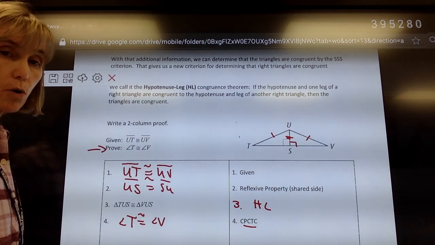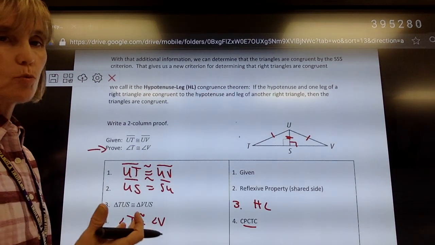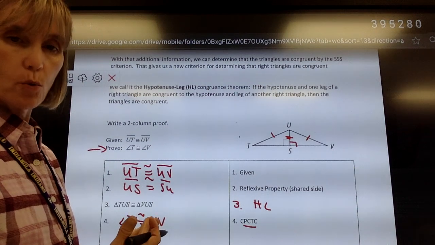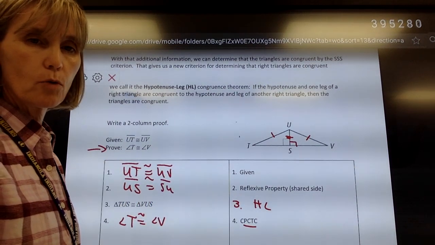So you're going to continue to work on this. You have a worksheet that you're going to work on. And like I said, it just adds one more criteria, one more shortcut to our list that we've already been using. Go ahead and work on that worksheet.